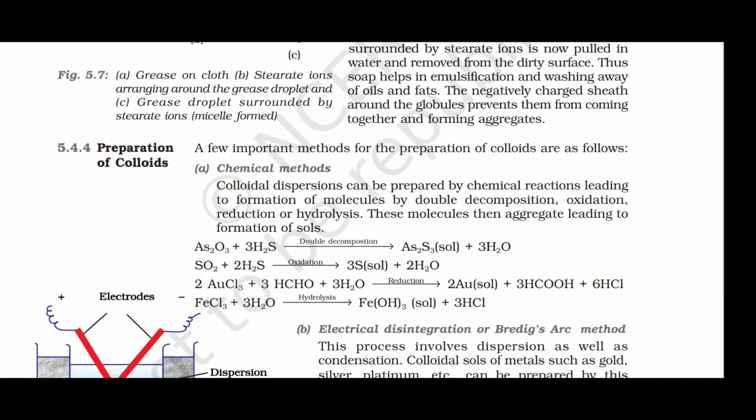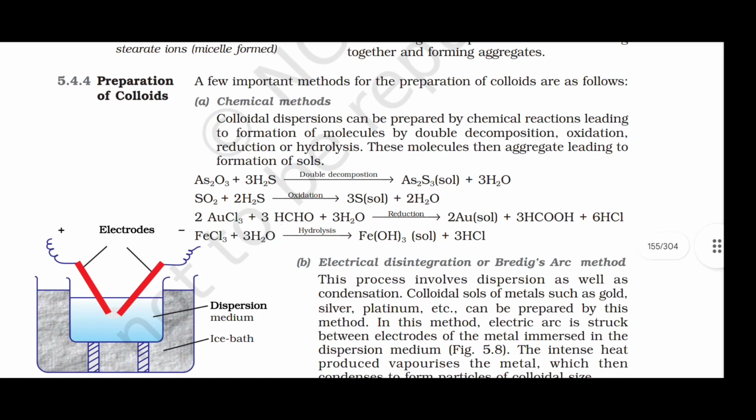So here you can see the reactions for double decomposition, for oxidation, for reduction, and for hydrolysis. Okay, so you can see all these reactions. It has been done with SO2, then FeCl3 has been given, and AuCl3 has been given.